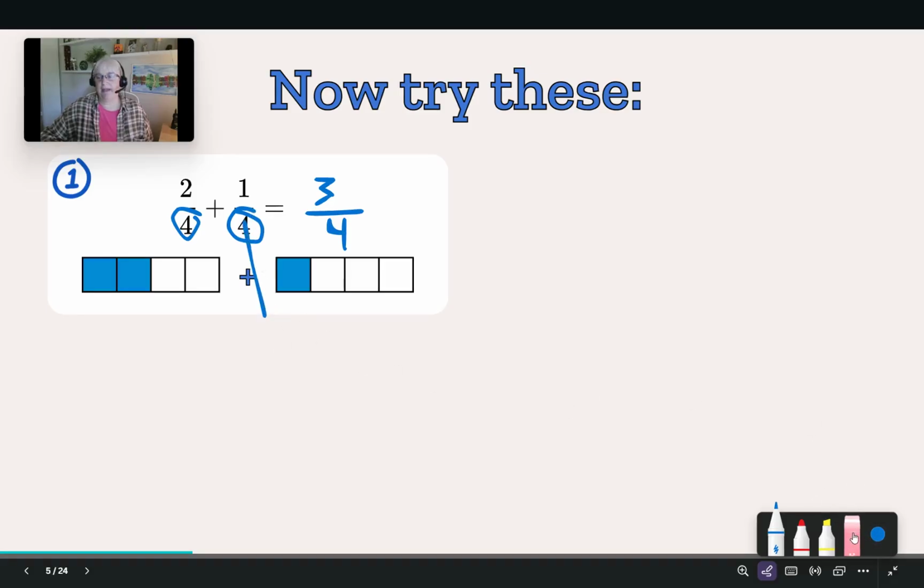And that was the pen instead of the eraser. There we go. Clean that up a little bit for you.